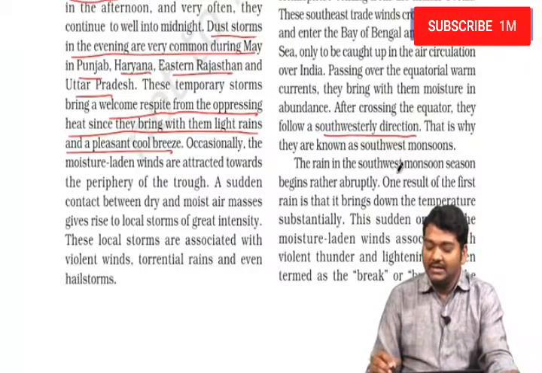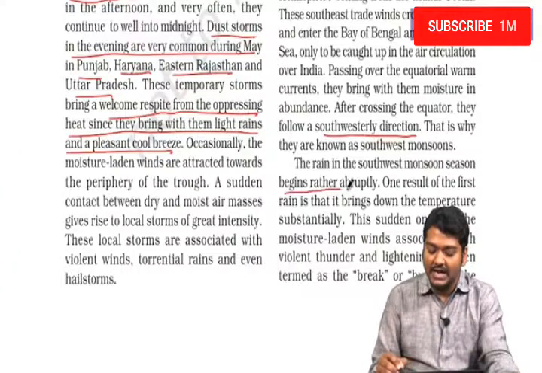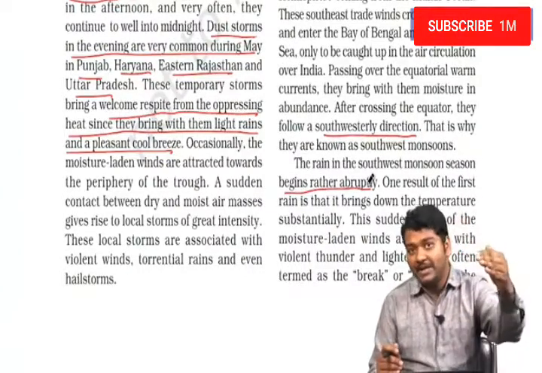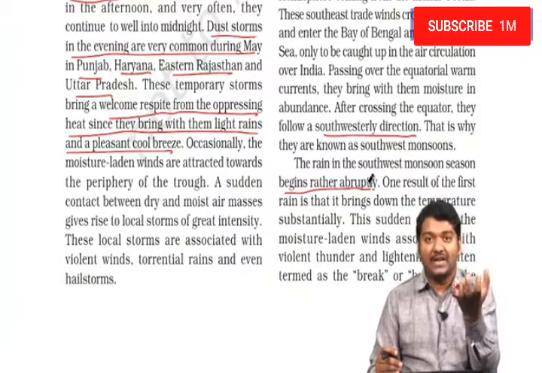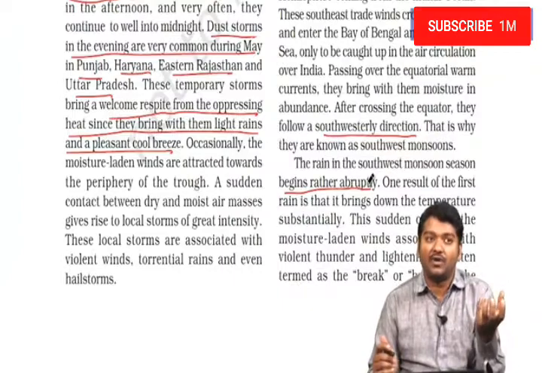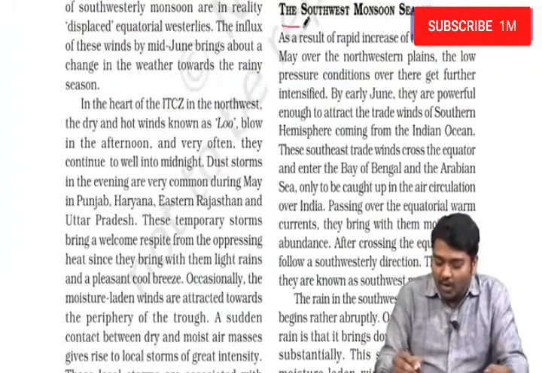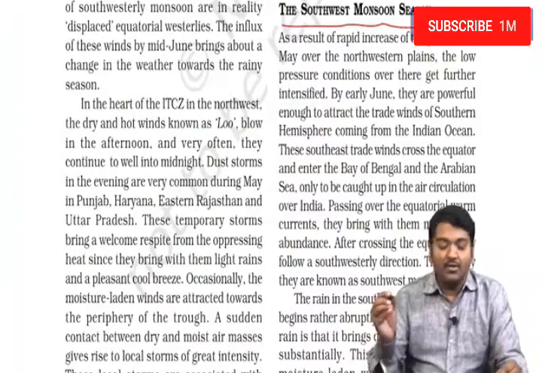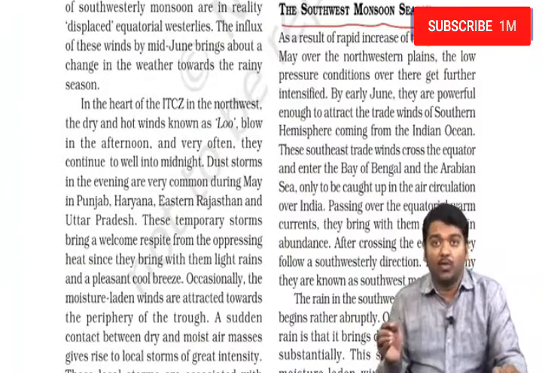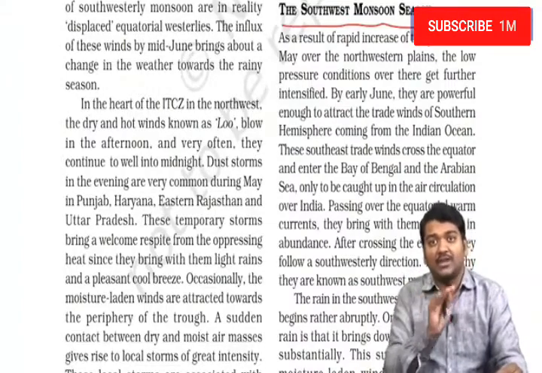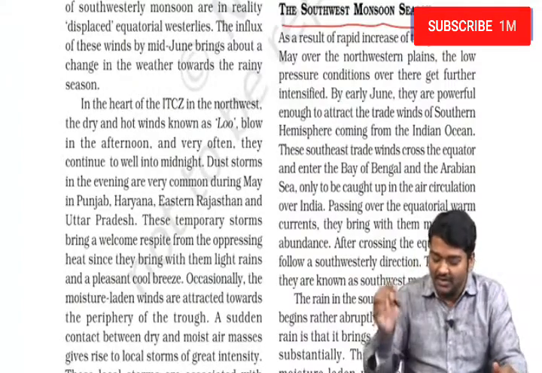The rain in the southwest monsoon season begins rather abruptly, because as soon as the jet streams are replaced, the easterly jet stream brings enough rainfall, and I have already told you this is called the burst of monsoon. We have already seen a lot about the southwest monsoon season. That is, we know that the winds blow southeast below the equator.